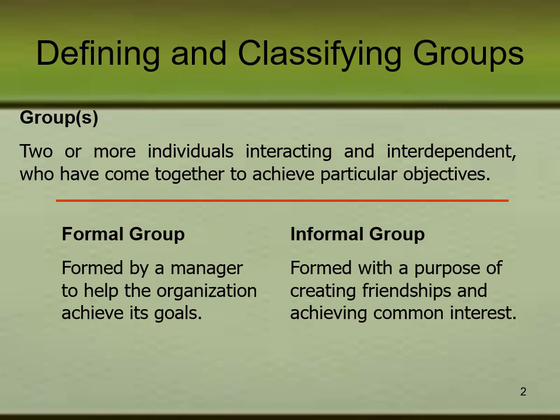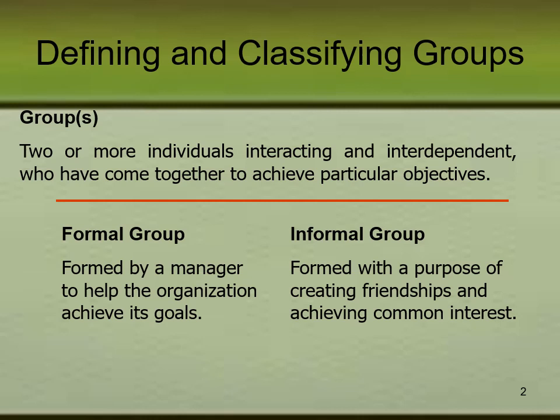So formal group here can be seen clearly on the organizational chart. When you see the organization chart, there are divisions or departments. For example, marketing department, HR department, finance department. So each and every department here has its own manager together with the employees working in a specific department. So the workers in finance department, for example, together with the manager, are called a formal group because they are determined by the organization to be in that group.